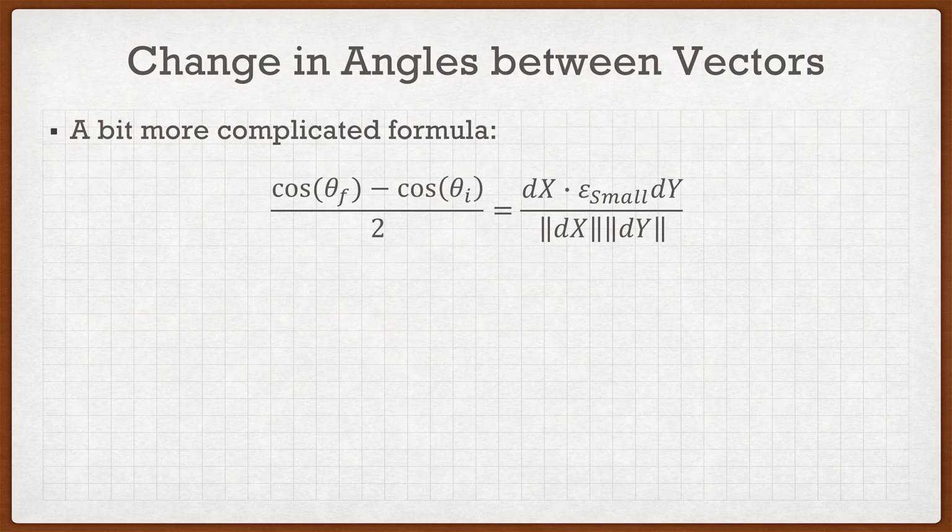Now the second part of the question, part C, gets a little bit more complicated. It wants the change in angles between two vectors. We're given this formula where cosine of theta f minus cosine of theta i, divided by 2, is equal to everything on the right side.